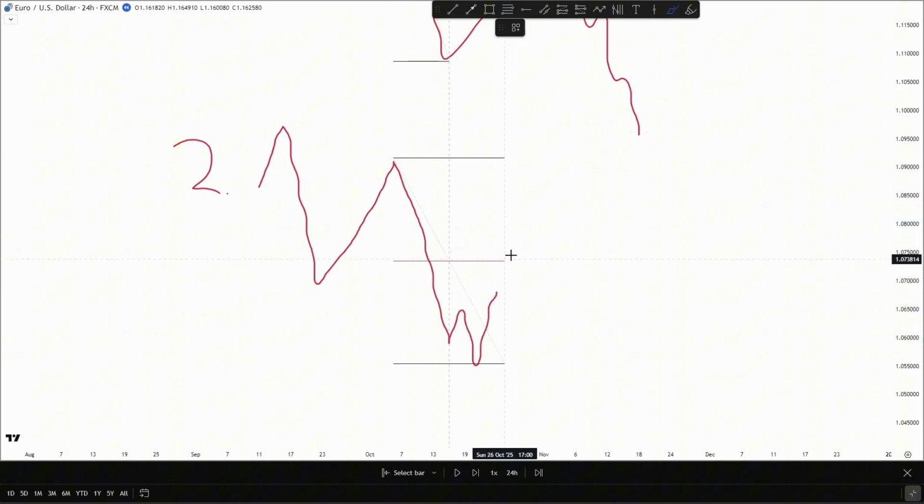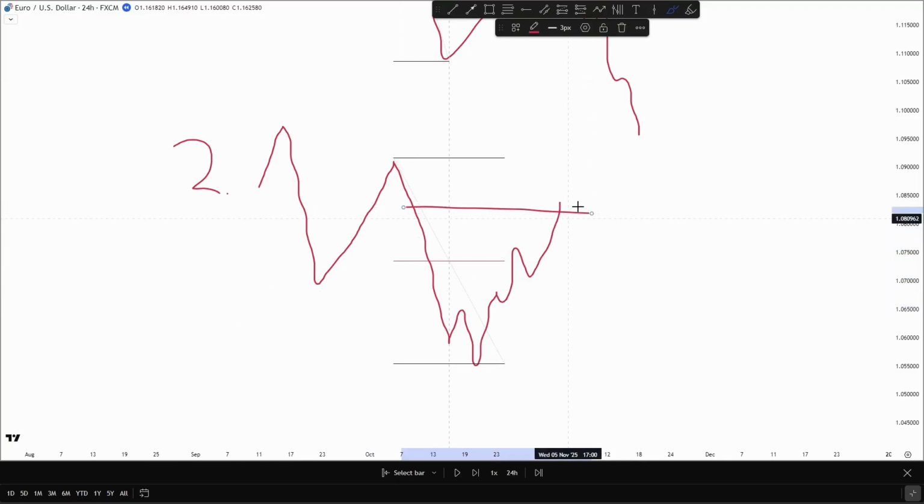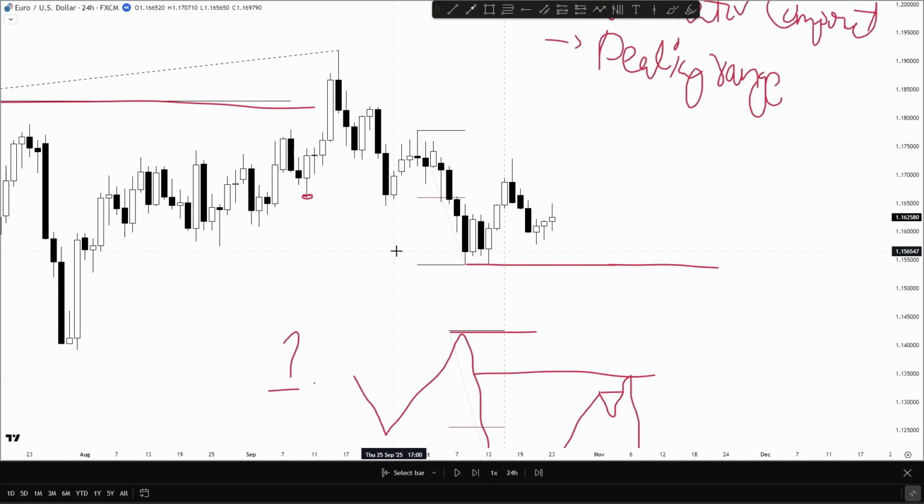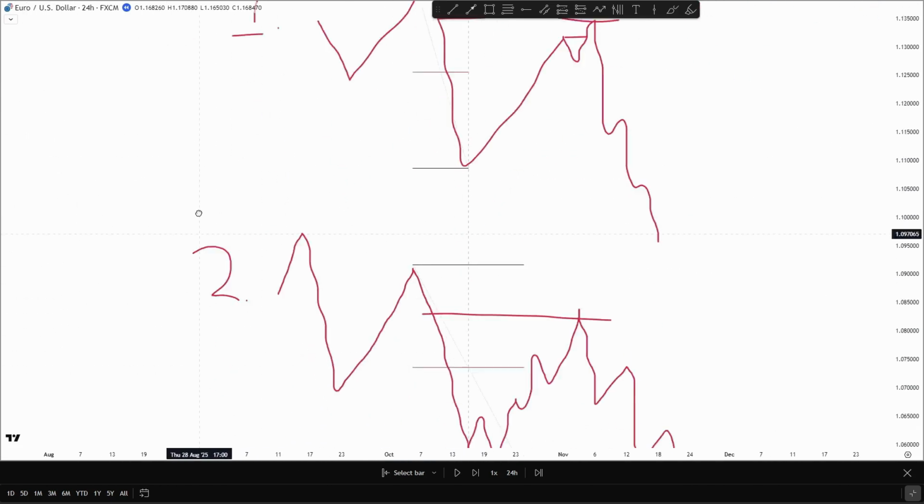In this scenario, we will expect price to first of all rebalance this dealing range and then test a premium key level here, and once that is done, our expectation for price will be to have a bearish range expansion profile lower, which was the case in this week right here. Okay, this week we had the second scenario.